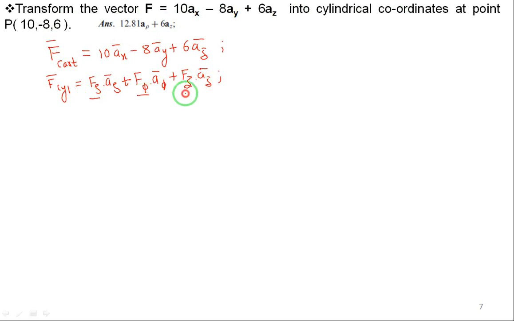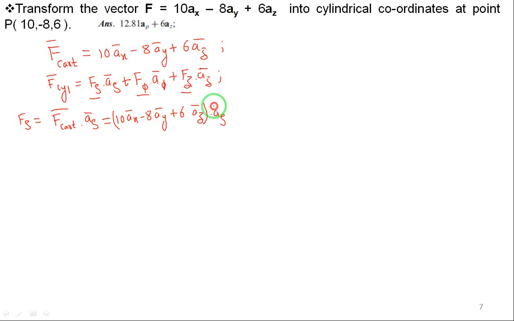So first find out f rho, f phi and f z. First I will find out f rho. In order to find f rho, we have to take the projection of the Cartesian vector along the rho direction, that is the radial direction, a rho. Alright, we'll find this out. So F Cartesian I have, I will write it: 10ax minus 8ay plus 6az, right? This dotted with a rho.